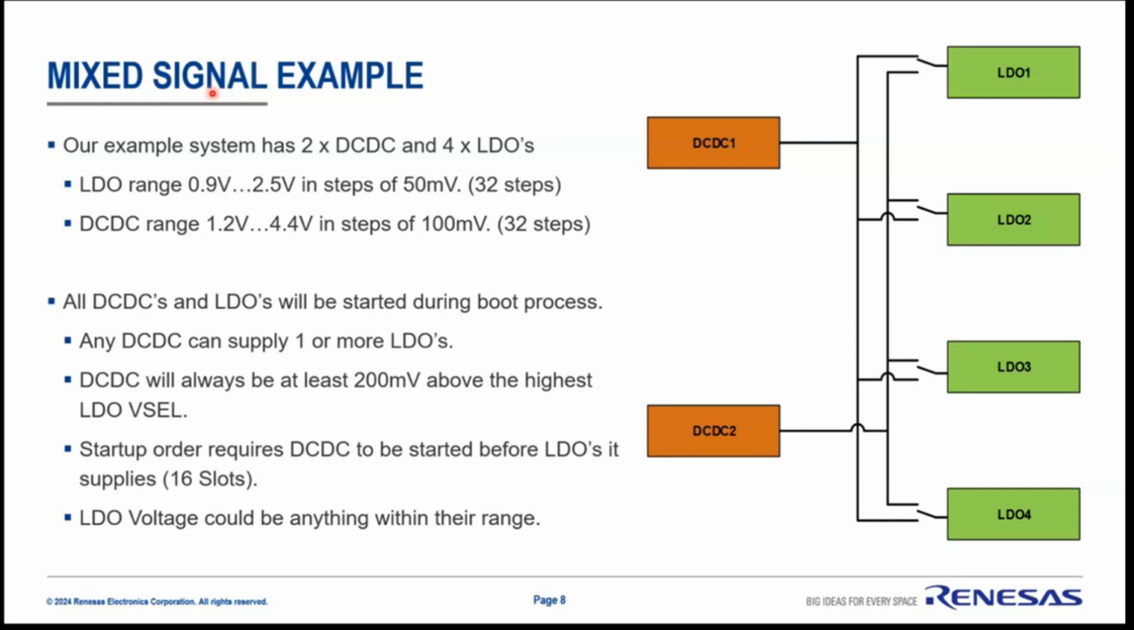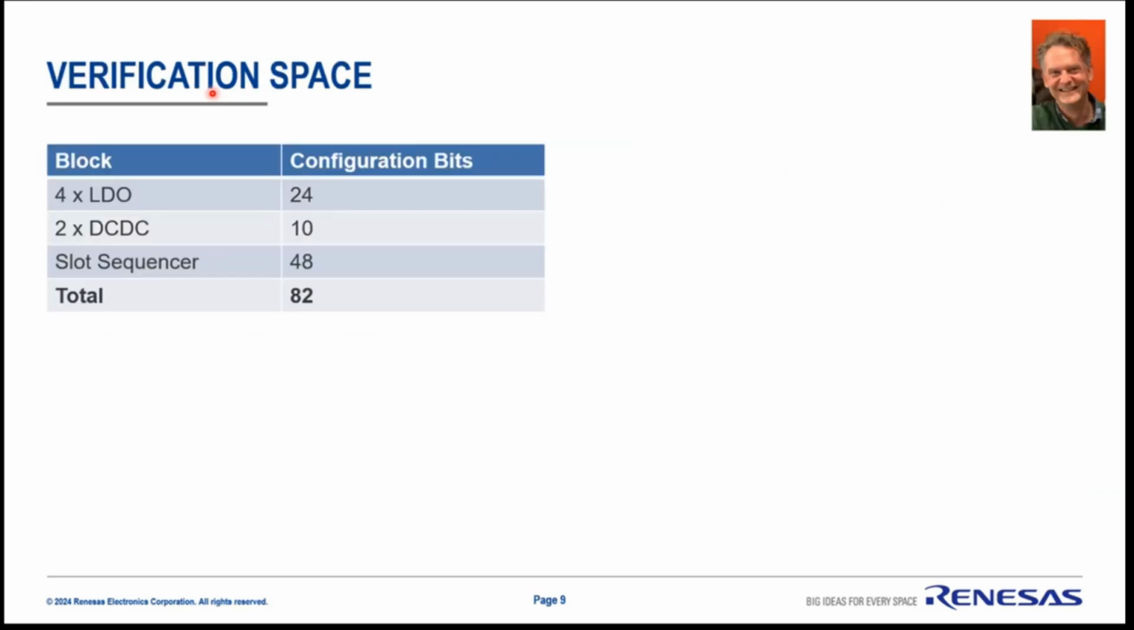But when we start to look at the verification of it, to do some exhaustive verification, we see it's actually quite a large space that we need to verify. Looking at the verification space purely in terms of configuration: 6 bits for each LDO, that's 5 bits for the Vcell and 1 bit for the supply selection, which buck is supplying it. That's 24 bits. Then 5 bits for the Vcell on each of the DC-DC converters, and the sequencer has 16 slots, each with a 3-bit select. That would give you up to 8 options, potentially, but it will be enough for our system.